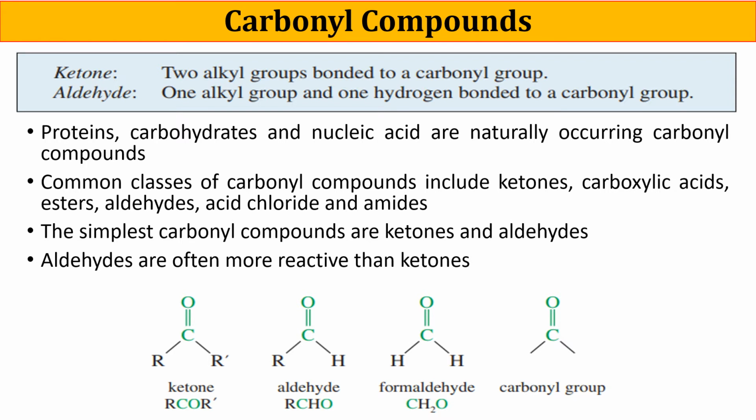A ketone has two alkyl groups bonded to the carbonyl carbon atom. An aldehyde has one alkyl or aryl group and one hydrogen atom bonded to the carbonyl carbon atom. Formaldehyde is the simplest aldehyde, with two hydrogen atoms bonded to the carbonyl group. Ketones and aldehydes are similar in structure and they have similar properties.